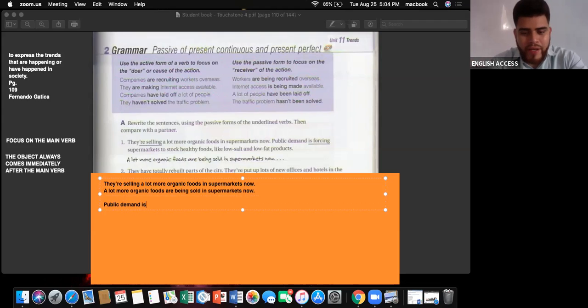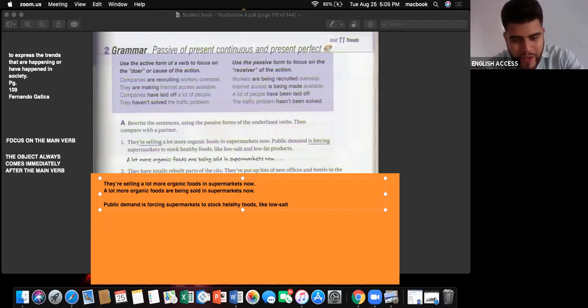Public demand is forcing supermarkets to stock healthy foods like low salt and low fat products. Ismail, can you make this passive, please?